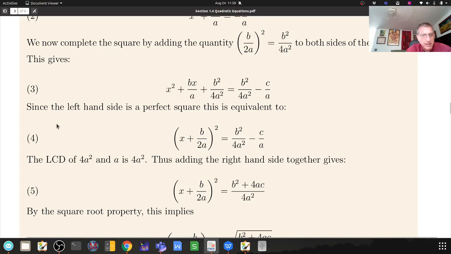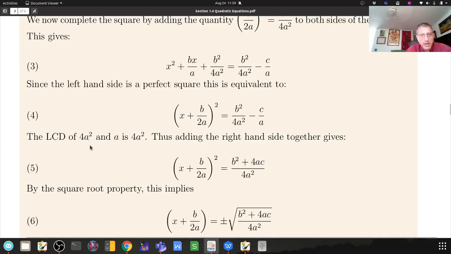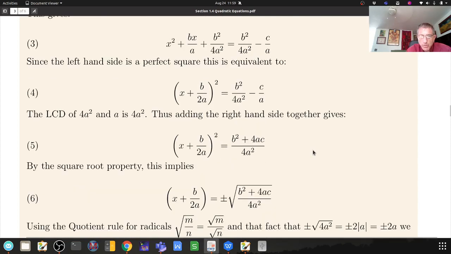And now over here, my left-hand side is a perfect square. It is given by x plus b divided by 2a, quantity squared, is equal to b squared over 4a squared minus c over a. But the LCD of 4a squared and a is 4a squared. So we can change just the right-hand side to b squared minus 4ac over 4a squared, because I found the common denominator. So really all I'm doing is adding together these fractions.